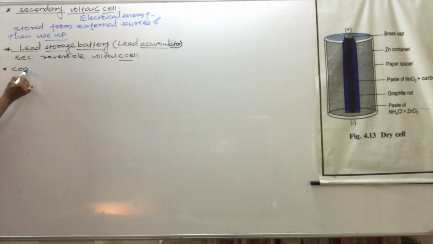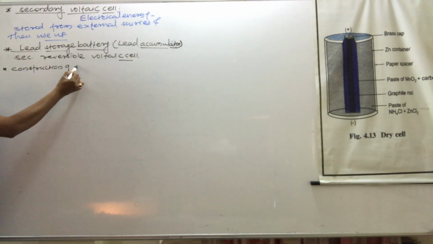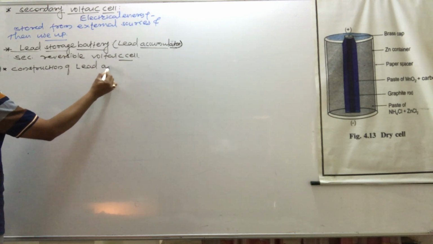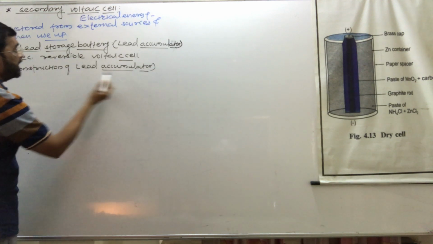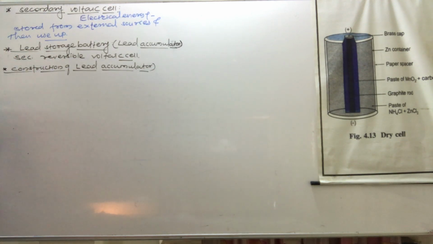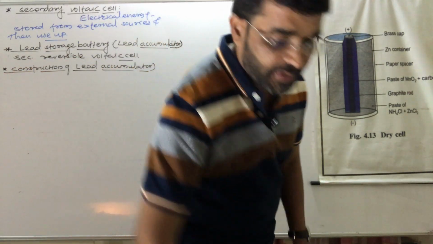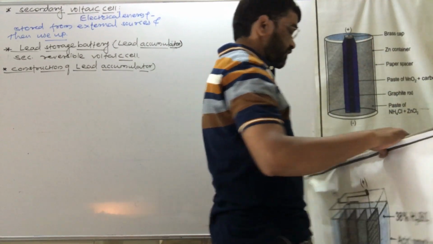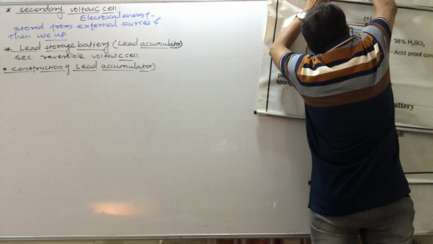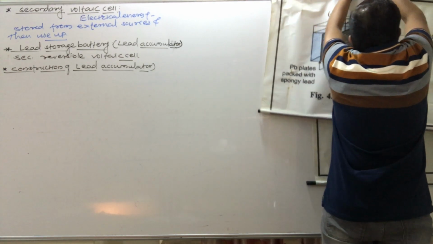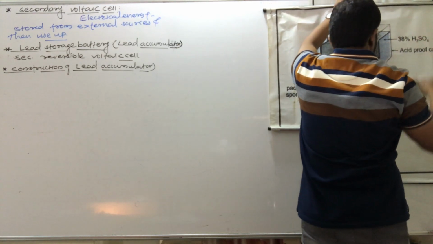So here see the construction of the lead accumulator, or lead storage battery. How this cell is constructed, that we have to study now. Here see the diagram of the lead storage battery, or the lead accumulator.